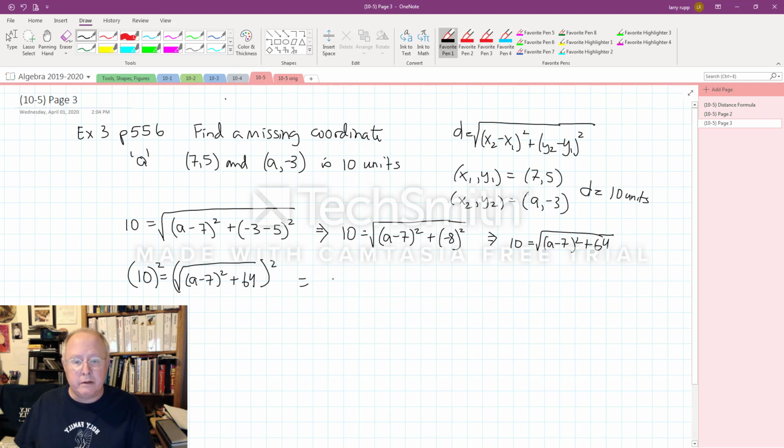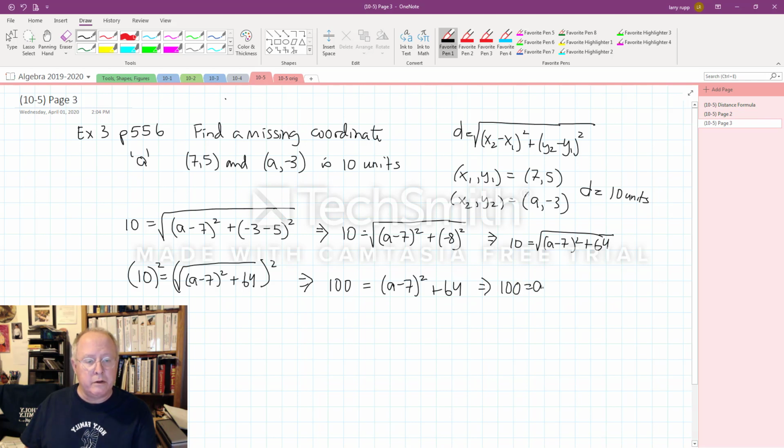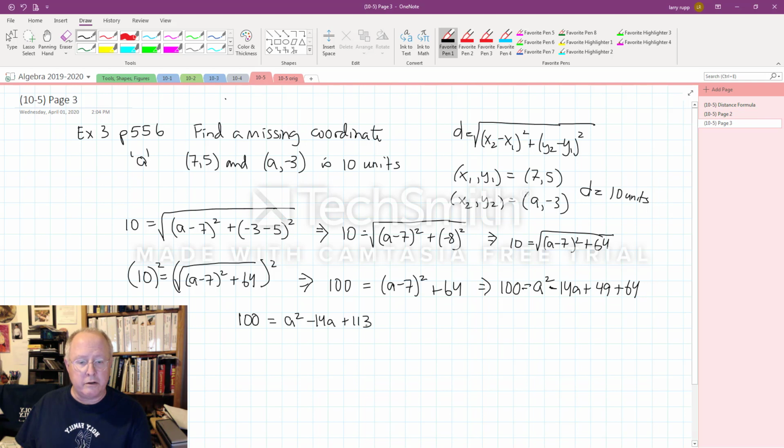Okay, so 10 squared is still good old 100. When you square a square root, what's under the square root simply comes out: a minus 7 quantity squared plus 64. So let's simplify this here. We have 100 is equal to a squared minus 14a plus 49, and we forgot one, plus 64. Alright, we have 100 is equal to a squared minus 14a plus 49 plus 64, which is plus 113.